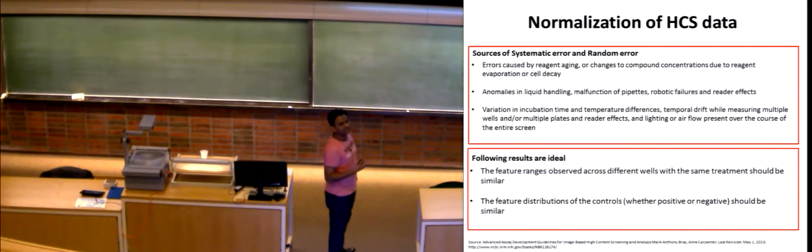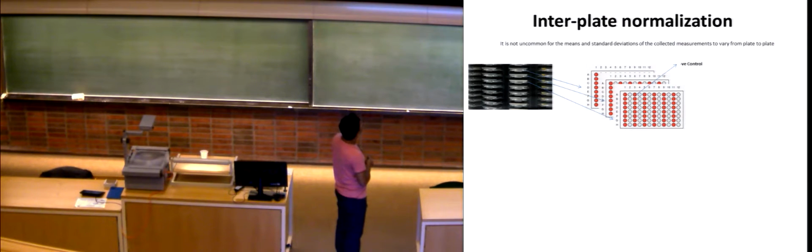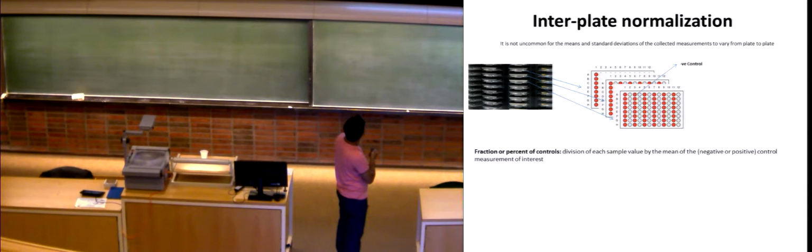Ideally, we want the feature range observed across the different wells with the same treatment to be the same; they should look similar. And the feature distribution of the controls in the different plates should also look the same. So we have to do interplate normalization. Let's say we have different plates. This is a typical layout of a plate. The red one is the negative control. And how do we do this interplate normalization?